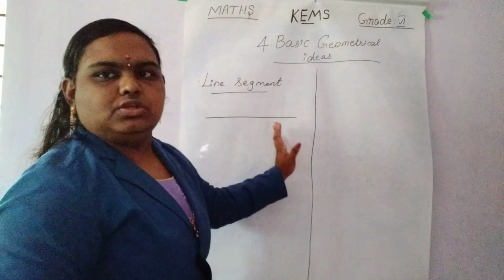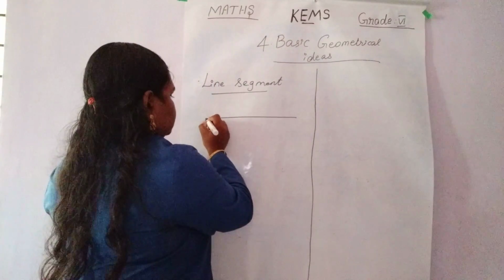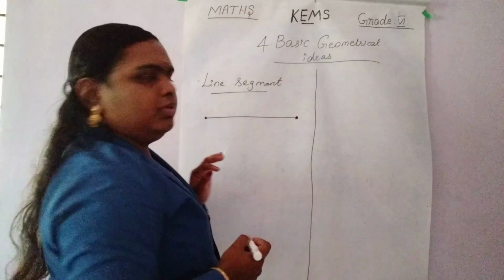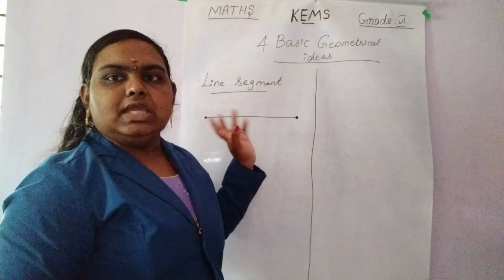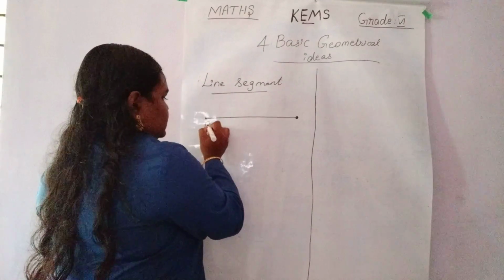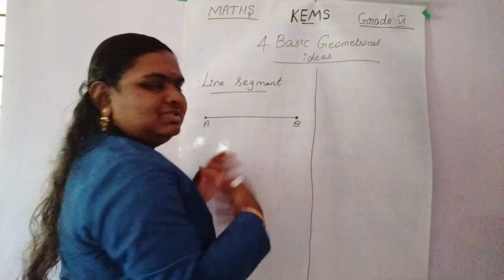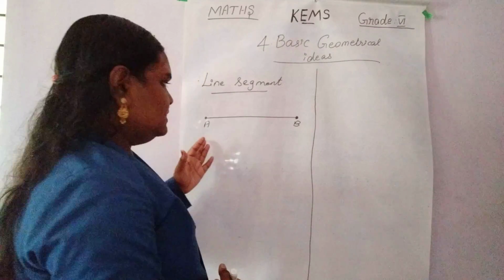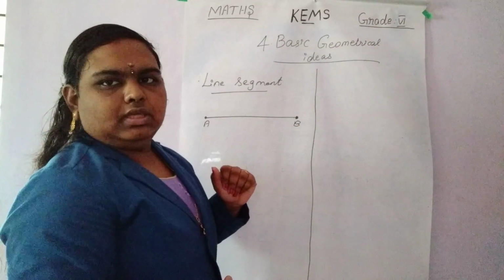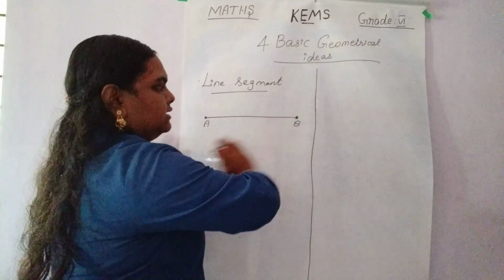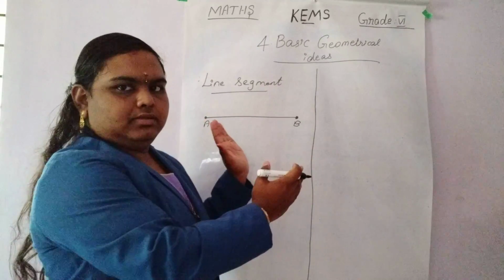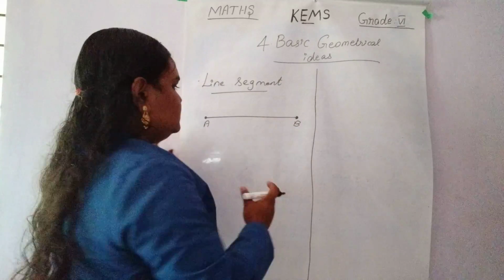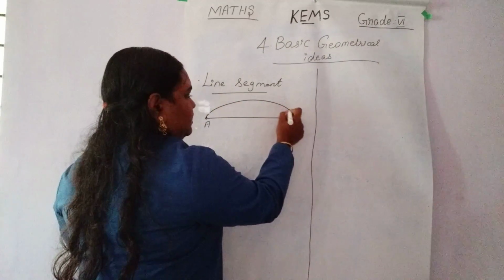Okay, I just draw a line and I am marking a point at each end of the line. There are 2 points. So this is A and B. These are the 2 names that I am giving for the 2 points. Okay. So this is known as a line segment. It stops there. Then it cannot continue the line. Stop there.